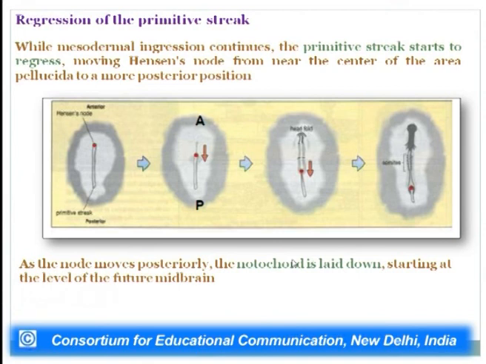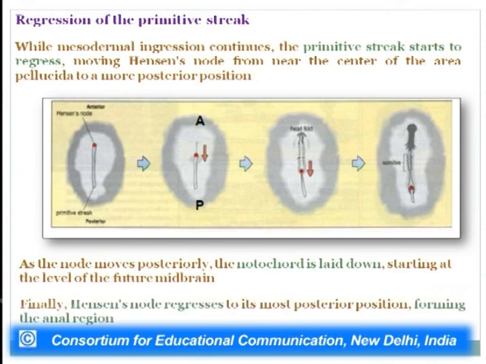As the node moves posteriorly, the notochord is laid down starting at the level of the future midbrain. So by the time this is there, the notochord will start laying down, and after this stage the neural ectoderm will also start, the neurulation will also start. But the regression of the primitive streak is an important phenomenon, because by this time the cells of all three layers have acquired their positions in the region. Then finally Hensen's node regresses to its most posterior portion, forming the anal region.